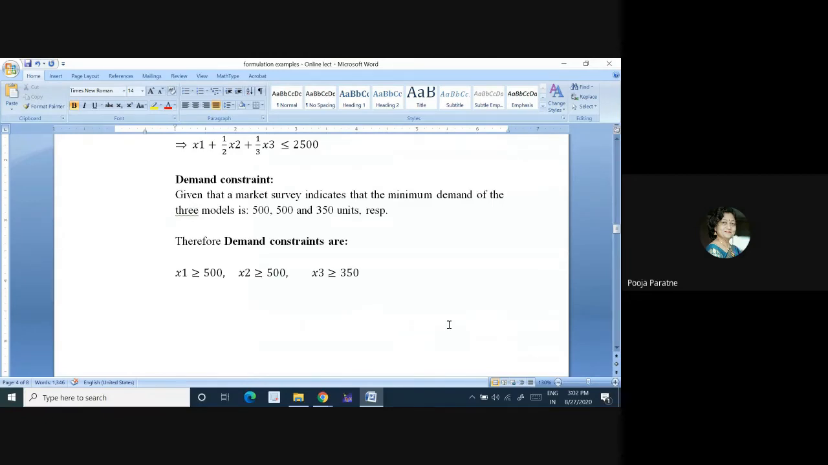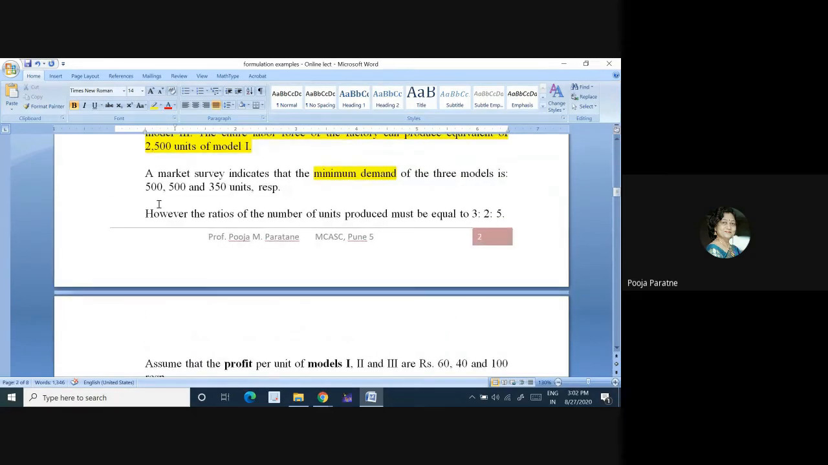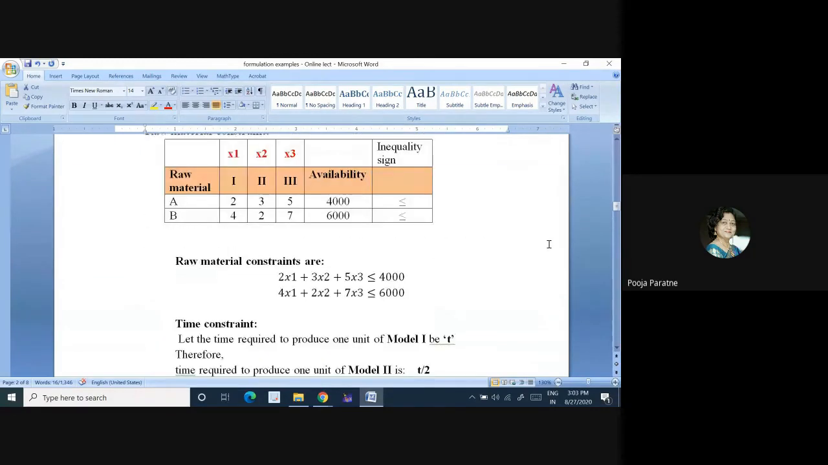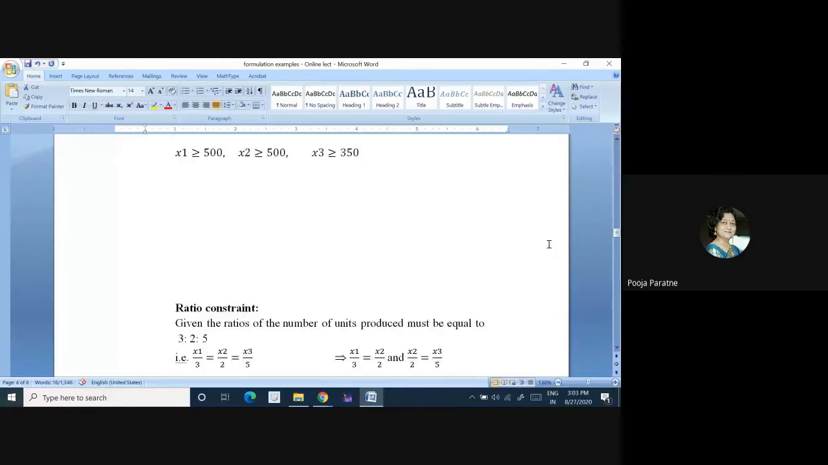But still there is more information in the example. Again we will go back to the example. So here is that information. However, the ratios of the number of units produced must be equal to 3:2:5. That is, the ratio of x1, x2, x3 must be 3:2:5. Then how to write it? Given that the ratio of the number of units produced must equal 3:2:5, that is x1:x2:x3 must equal 3:2:5.